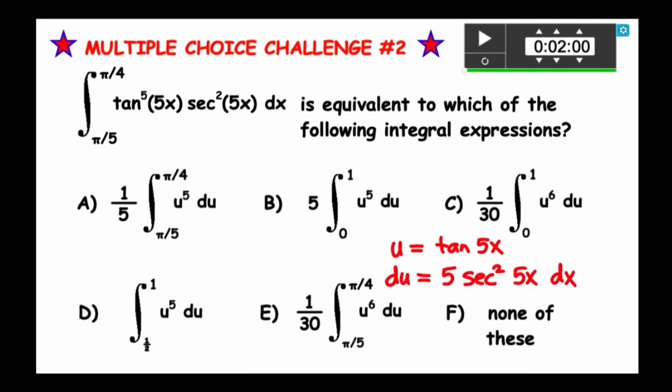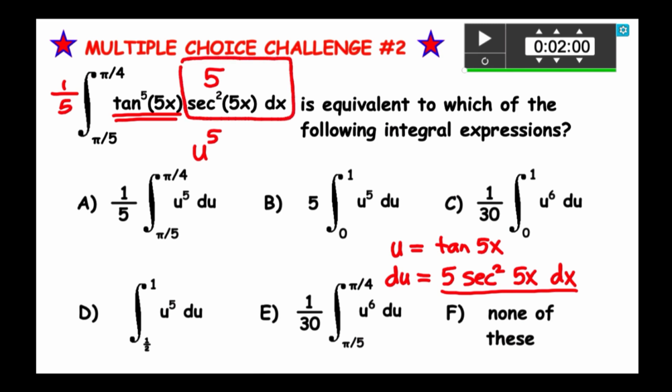Okay, let's see what happened. I decided to make u tangent of 5x. That turns this part into u to the 5th. And then, of course, du, the derivative of tangent, of course, is secant squared. And there's a chain rule. So I need a 5 secant squared 5x dx. As long as I do a 5 and a 1/5, I will have what I need right here. So that becomes the du. I still have not integrated anything yet, and there's still a 1/5 in front.